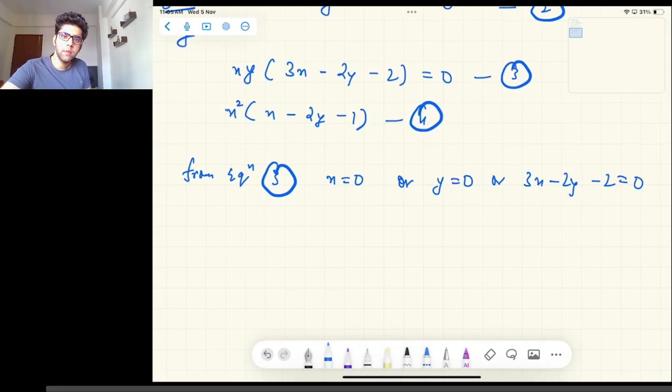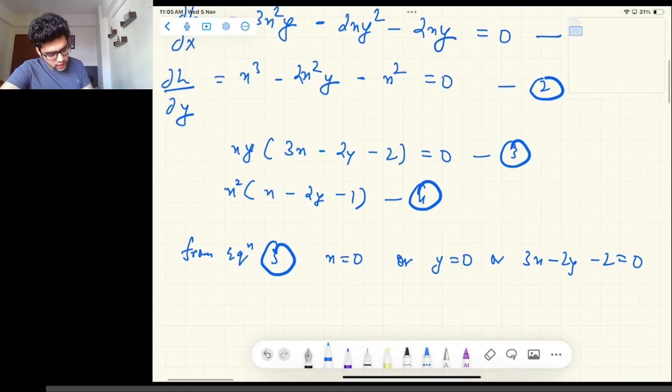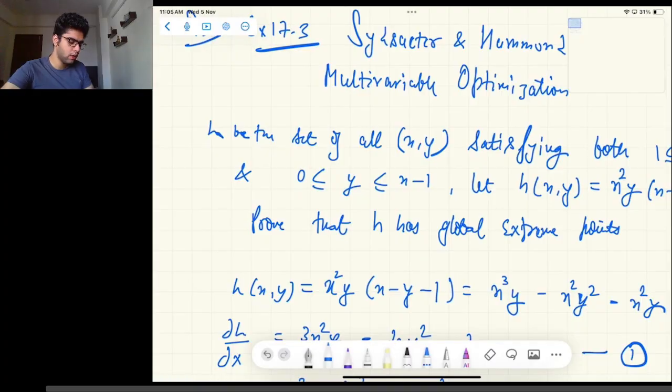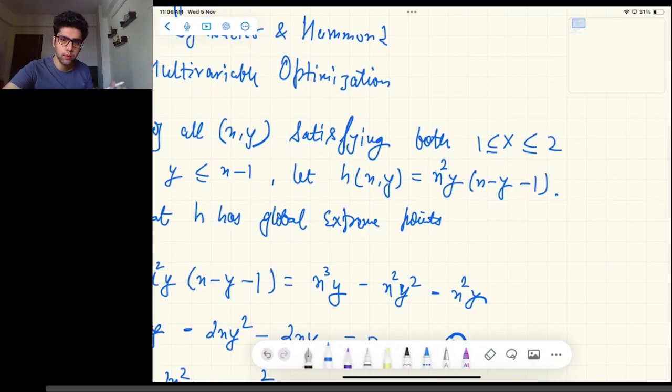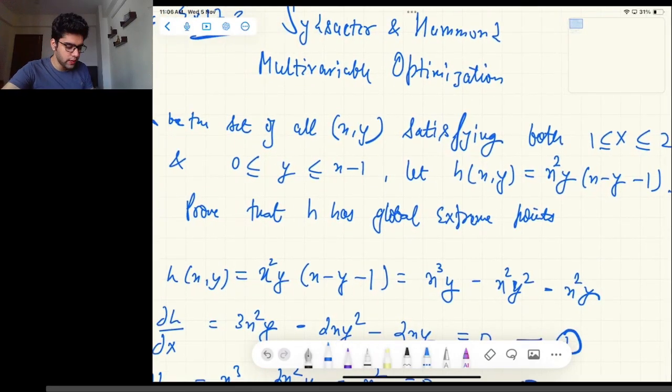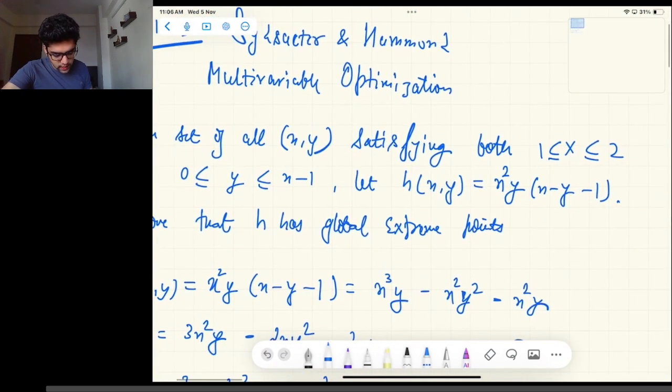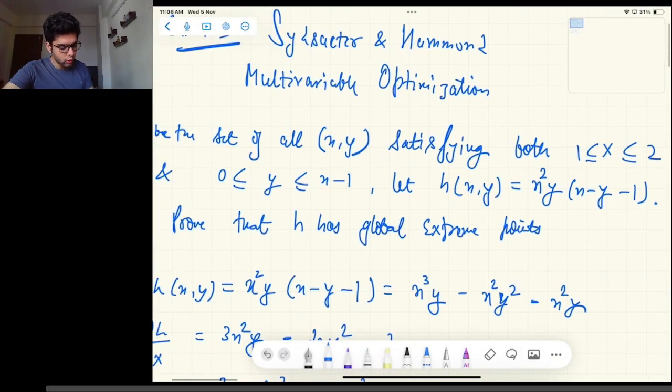But can x and y be equal to 0? Let's just see. When I was writing the question, there was a statement which says that the domain is the set of all (x, y) satisfying both x lying between 1 and 2 and y lying between 0 and x minus 1. What this means is that x lies between 1 and 2, so x cannot be less than 1, and y cannot be less than 0.